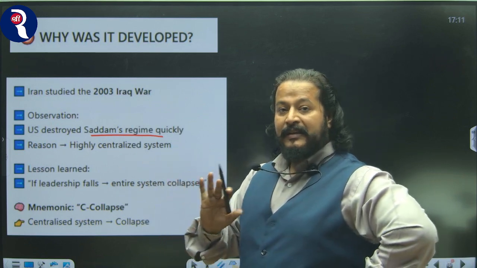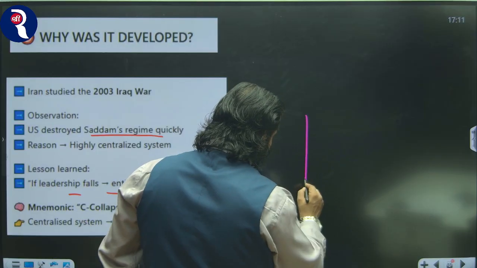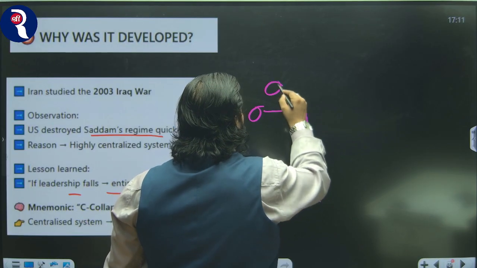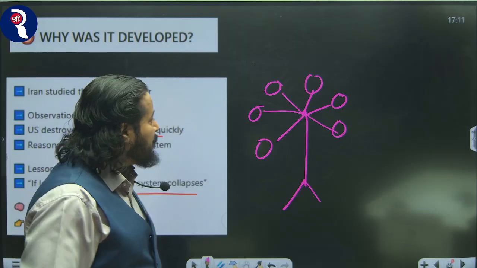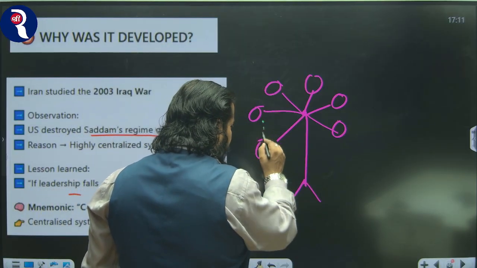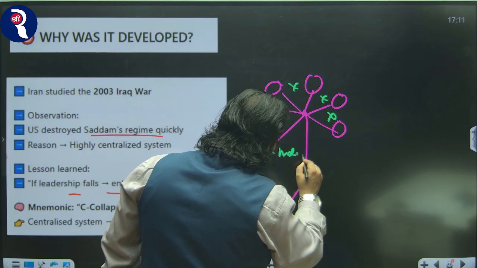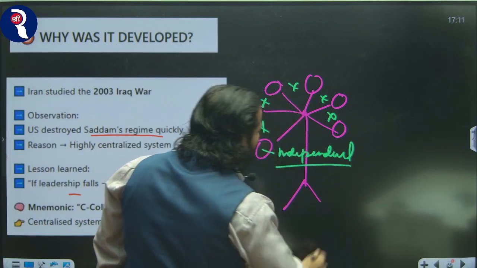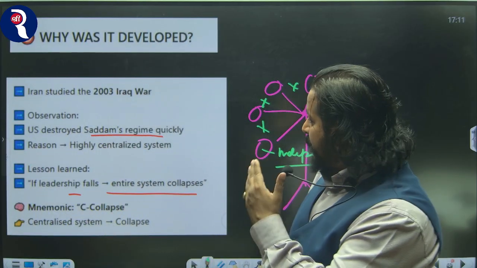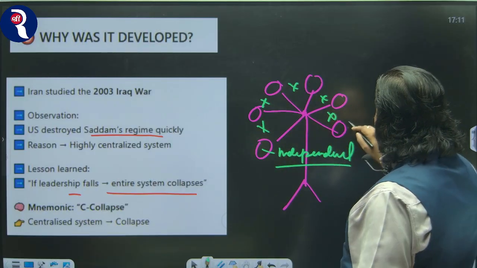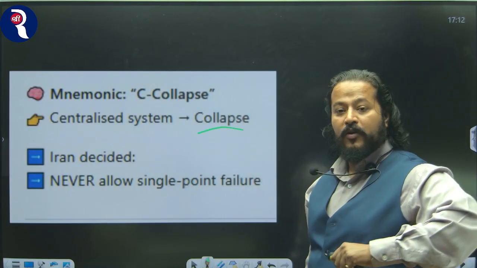Now, what are the lessons that Iran learned? If leadership falls, the entire system collapses. So don't make a system with one head. Make multiple heads, like Ravan's ten heads. When you have multiple heads, you have multiple brains, and these brains are independent of each other. They are not bound by the advice of others, and they are independent in their decision making. While killing one person is easy, killing a demon with ten different brains is difficult. That's what Iranians have done. Even if one leader falls, another is ready to take command. So the mnemonic is: a centralized system is vulnerable to collapse, so we should go for decentralization.